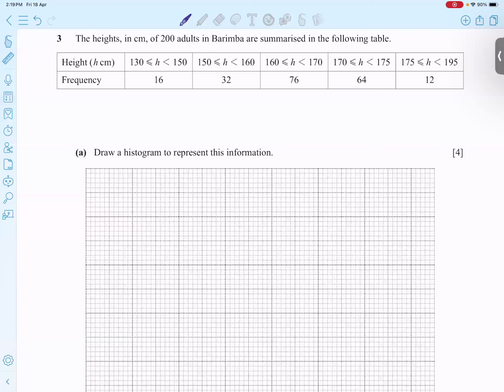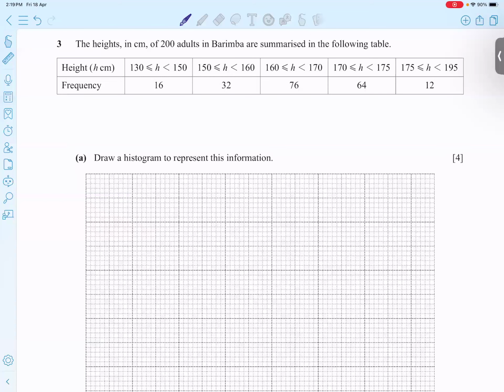But 3 we have here. The height in centimeters of 200 adults, summarized in the table below. So draw a histogram. First of all, check whether this is continuous or not. Sometimes these values are not the same. If they are not the same, then you must find class boundaries. But in the current situation, we can do it directly. How to do it? I make an extra table here.